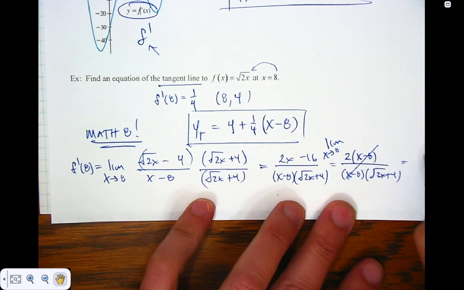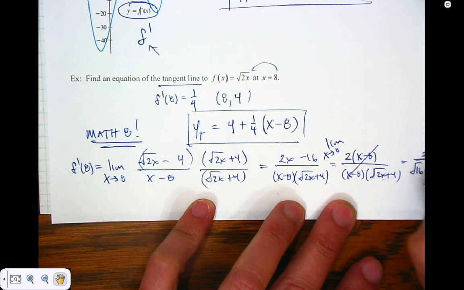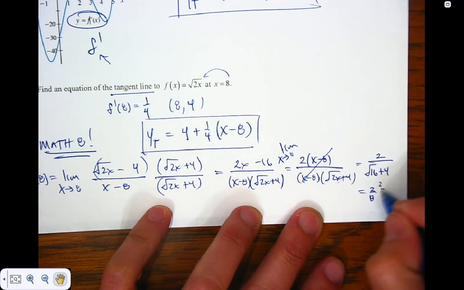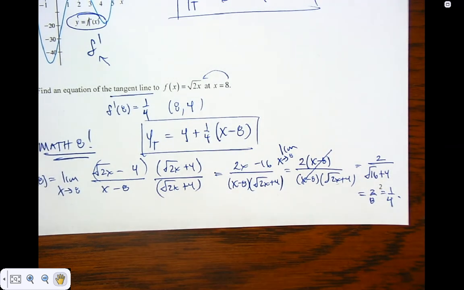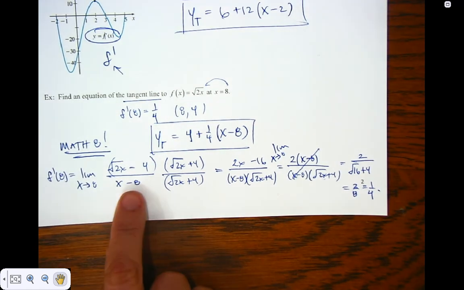If you plug in, you get 2 over the square root of 16 plus 4, which is 4, right? Plus 4 more is 8. So 2/8 reduces to 1/4. Was that more work? Heck yeah. And are we going to do that all year? Heck no. This is called the formal definition of the limit. You guys will hate this stuff. You'll hate me for it. I'm sorry. Right? Everyone in Calc has to go through this.